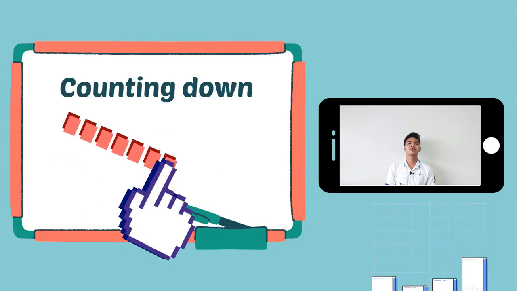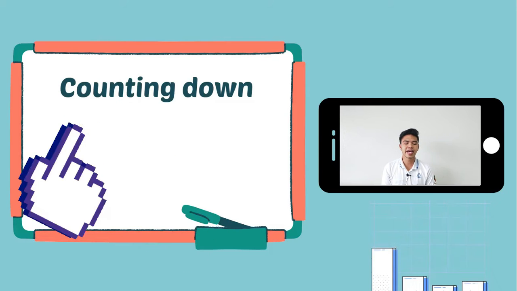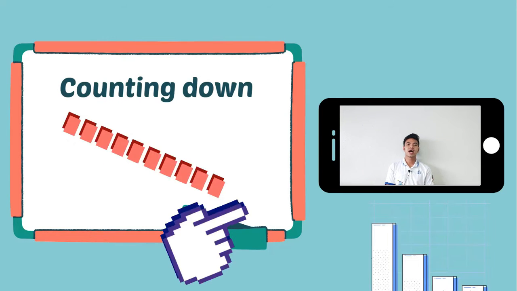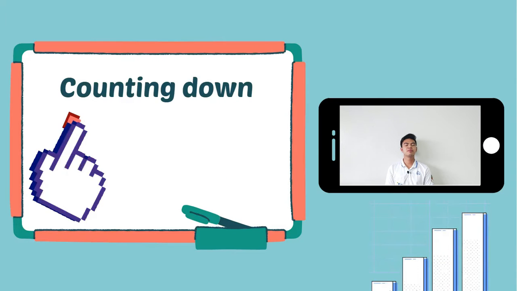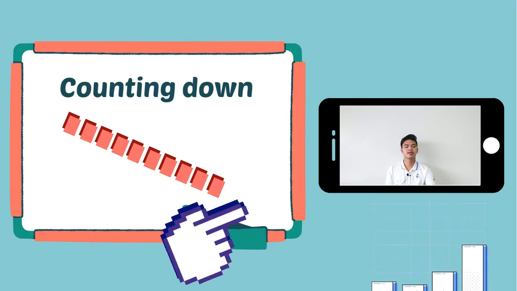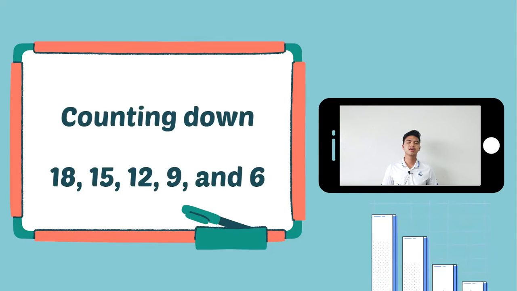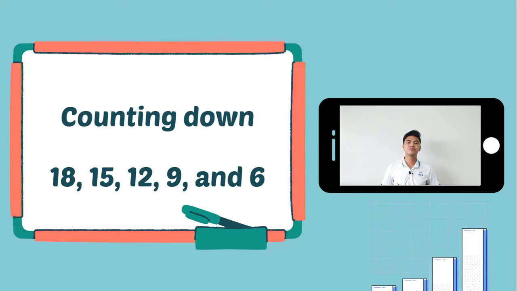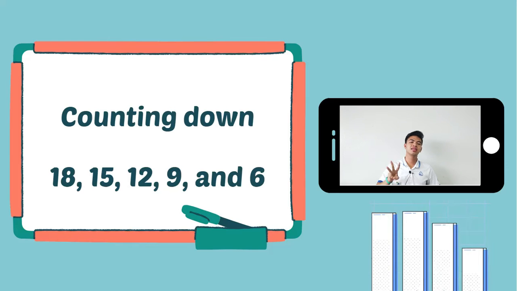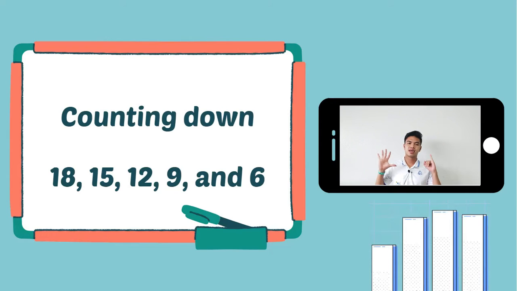And next one is counting down. When you say counting down, we are going to begin with the biggest number and then we are going to subtract again and again. That's why the numbers will be having a smaller and smaller value up to the end. For the example, we have 18, 15, 12, 9, and 6. We began with 18 and then we subtracted 3 to make it 15 and then another 3 to make it 12, 3 to make it 9, and then another 3 to make it 6.